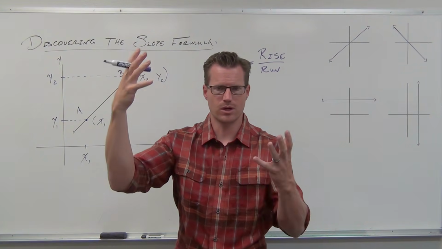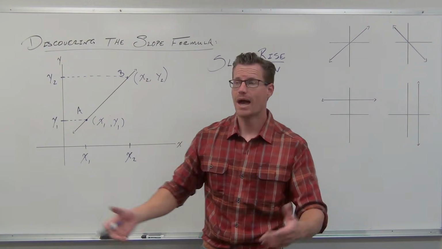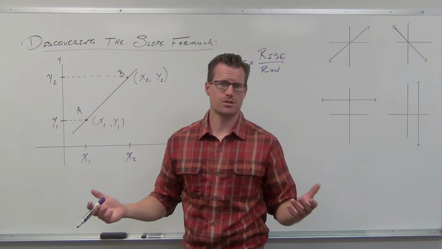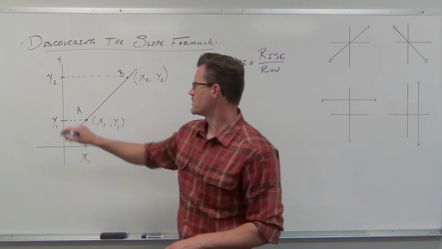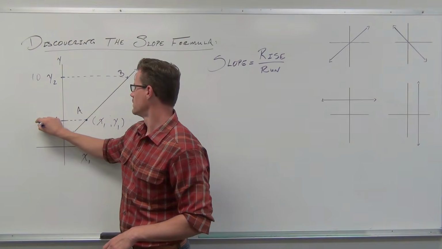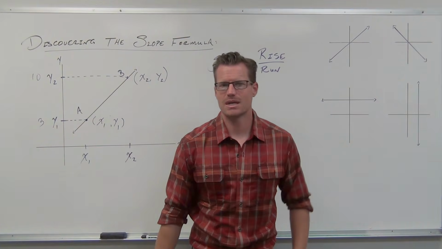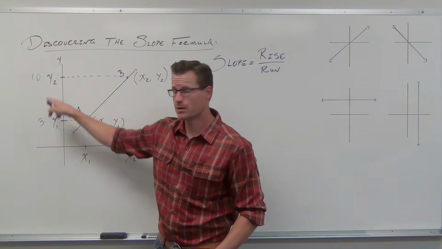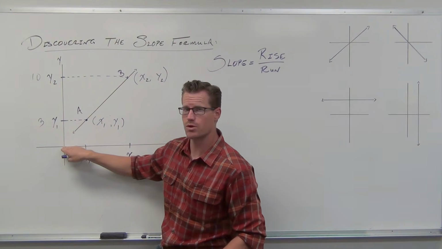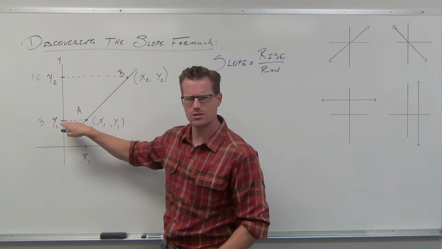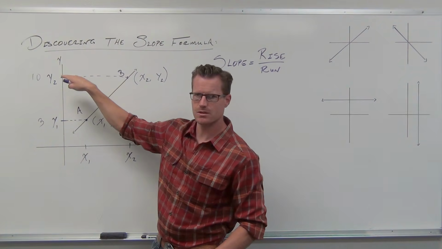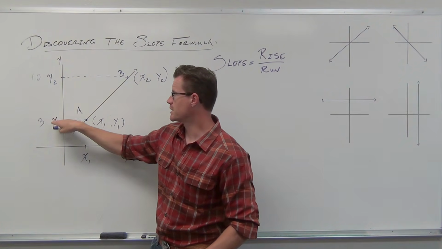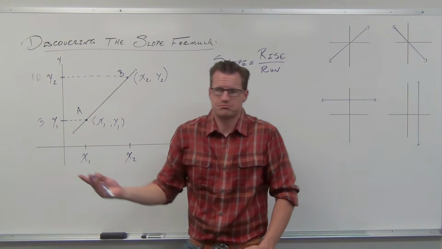Now, bigger question, how do you do it? How do you find the distance between any two numbers? If this was 10 and this was 3, what would the change be? Well, it wouldn't be 10 because you're not changing from the origin. You're changing from where A started to where B ends. That's the change. So what's the distance between 3 and 10? Yeah, it's 7.